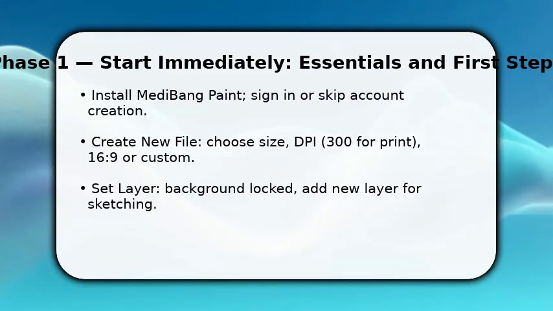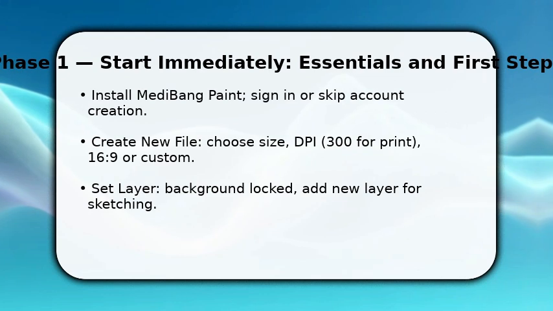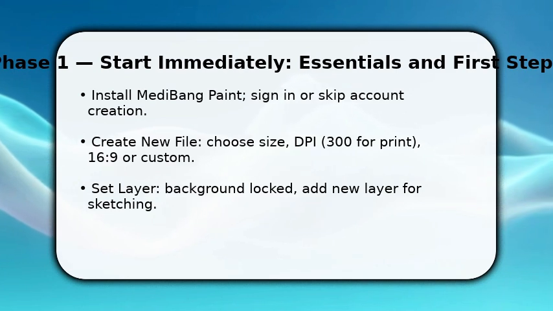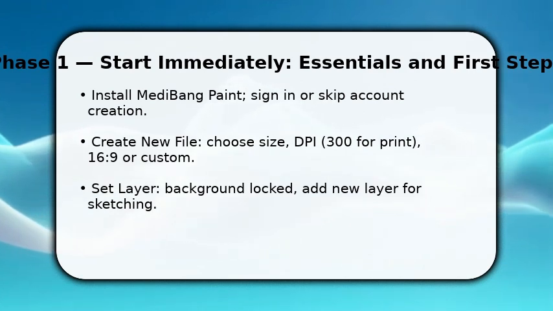Enjoy the video. You will open Medibang Paint and begin without delay. First, create a new file, pick dimensions and DPI, 300 for print, 72 for web, and set an aspect like 16:9. Once the canvas appears, lock the background layer so it stays intact, then add a fresh layer for sketching.